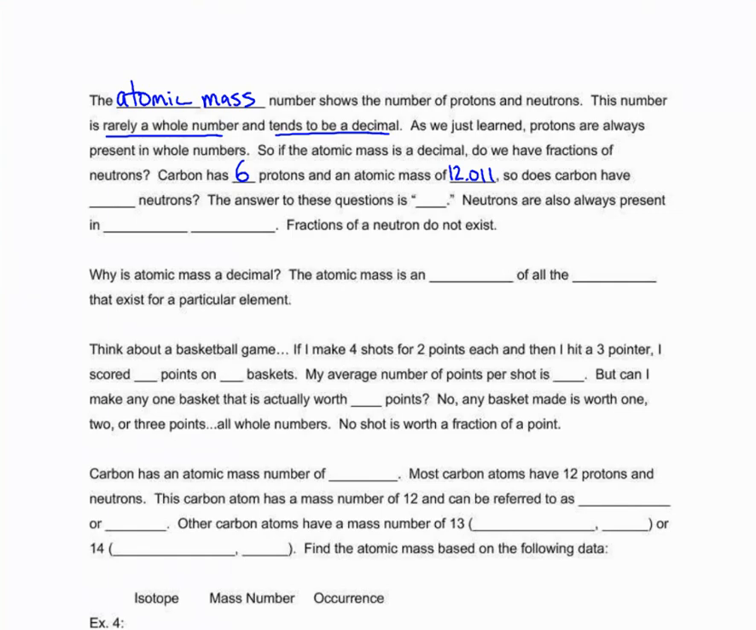Atomic mass is 12.011. So, does that mean that carbon has 6.011 neutrons? The answer is no. We don't have fractions of neutrons. It's not possible. They have to be in whole numbers. So neutrons are always here in whole numbers, and the fractions just don't exist.